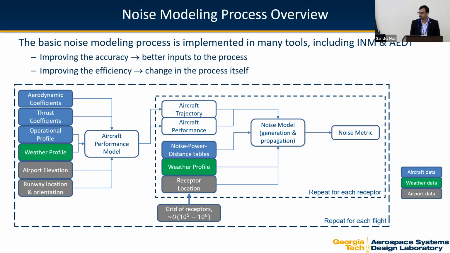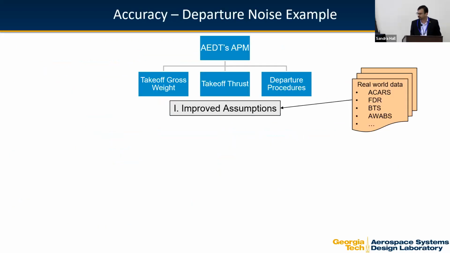Now, if you wanted to do something like a contour, you would have to repeat that tens of thousands of times across all of your receptors, and then you'd need to repeat that for each of the flights. So when I say we're improving the accuracy, we're looking at what inputs go into this process and how we can make that less error prone. And when I talk about efficiency of the modeling process, we're looking at how we can replace part or all of the process with something that's a lot faster to evaluate.